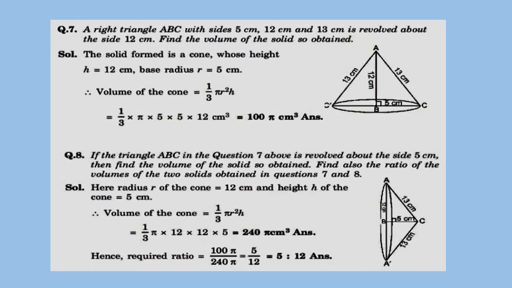So here what we will do? We will take radius as 12 cm. See the figure, refer the figure. Height as 5 cm. Substitute the value. The answer is 240 pi centimeter cube. Now if you take the ratio of both, it comes 5/12. So in this way we can calculate the answers.